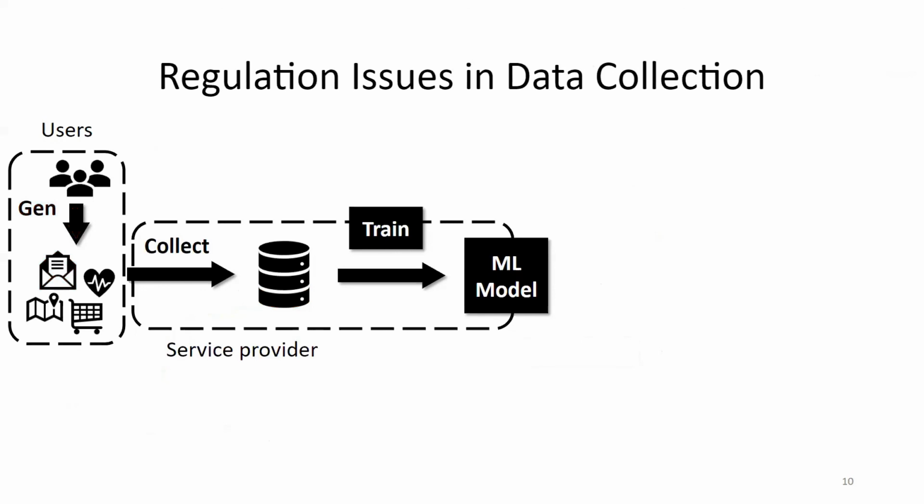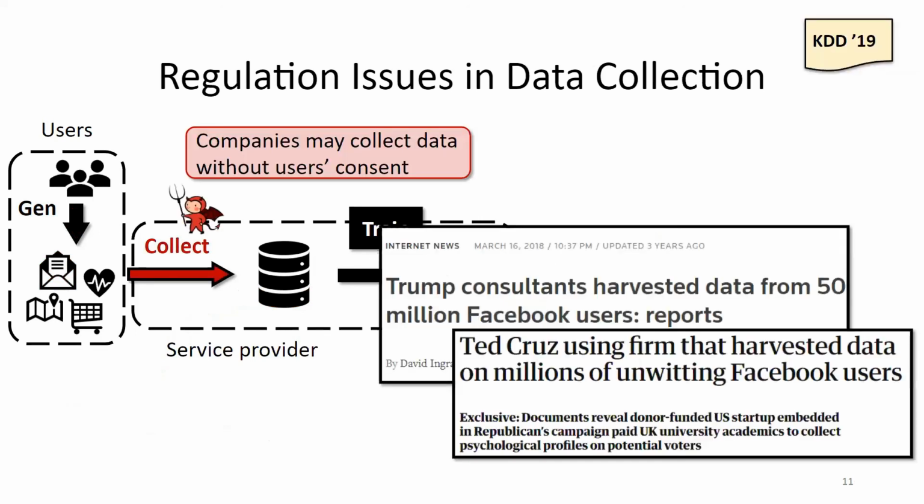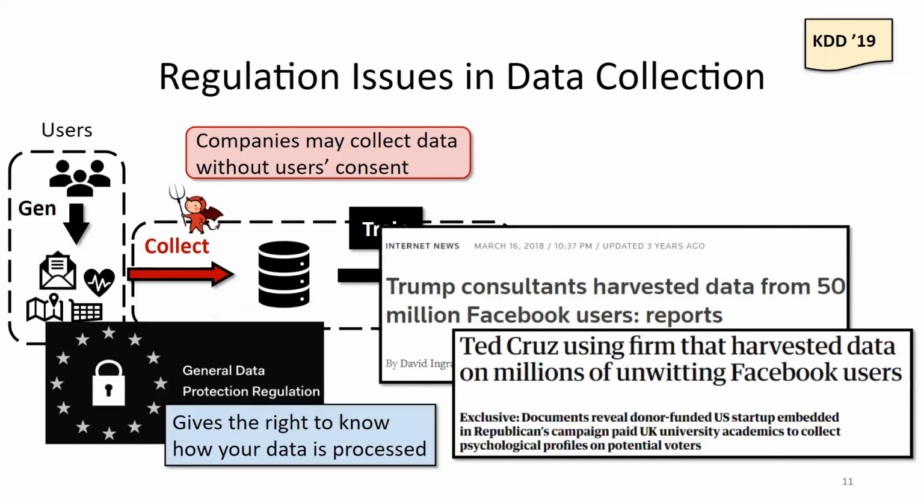However, data poisoning attacks are not the only problem at data collection time. Even just collecting data could go wrong. And we have seen many news stories recently that companies are collecting users' data without their consent. Your data might be collected to train a machine learning model without your authorization. And this violates regulations like GDPR, which give users the right to know how their data is processed.